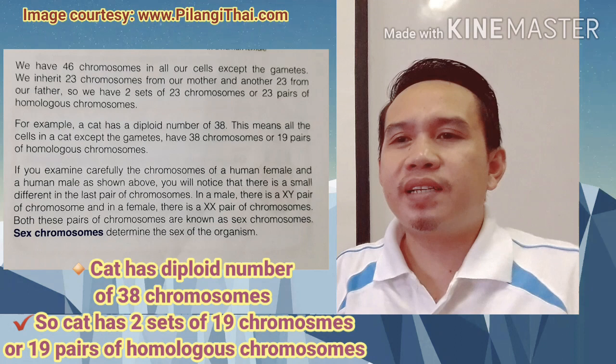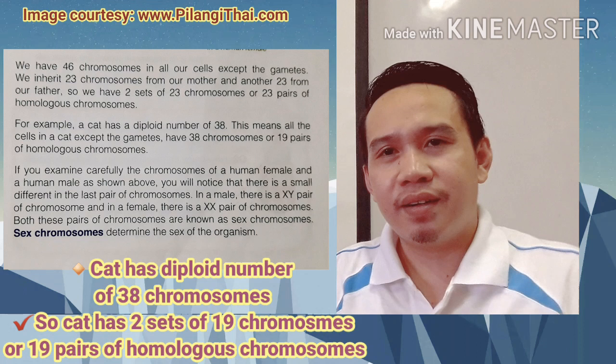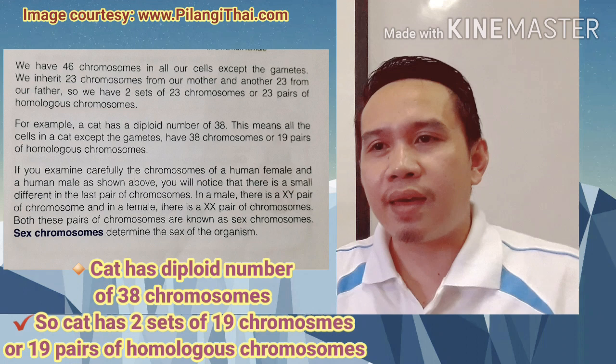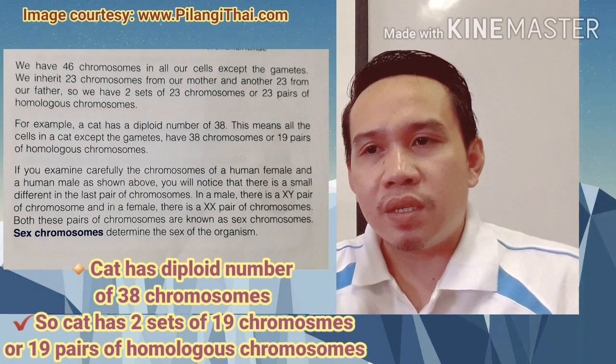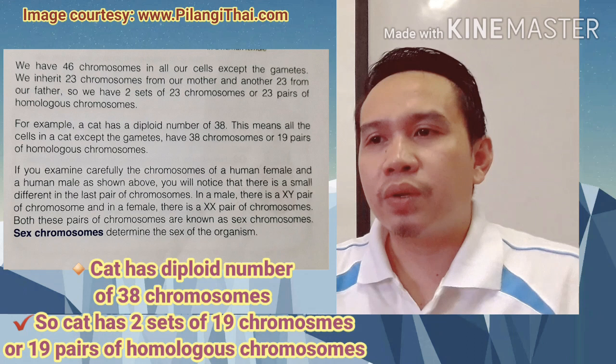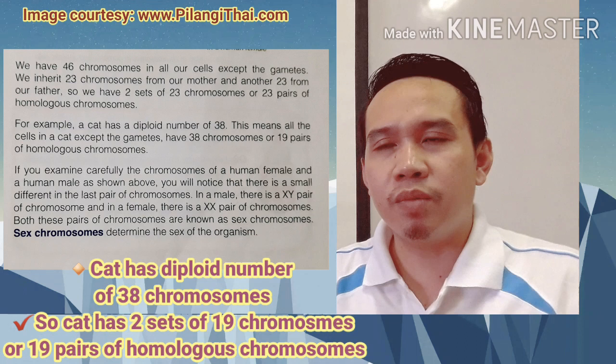For example, a cat has a diploid number of 38. What do you think will be a homologous pair of a cat? How much is the constant number of chromosomes? It is 38. This means that all cells in a cat except the gametes have 38 chromosomes. Therefore, there are 19 pairs of homologous chromosomes in a cat.